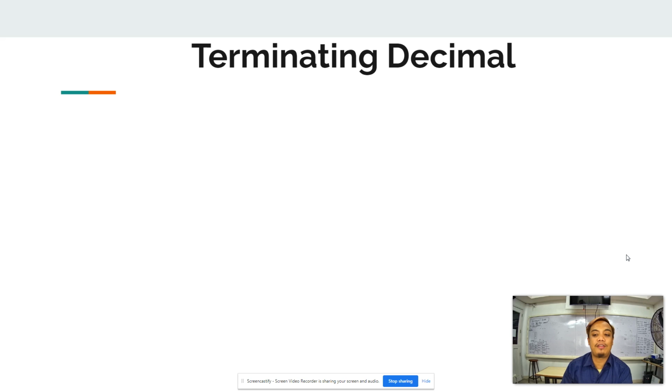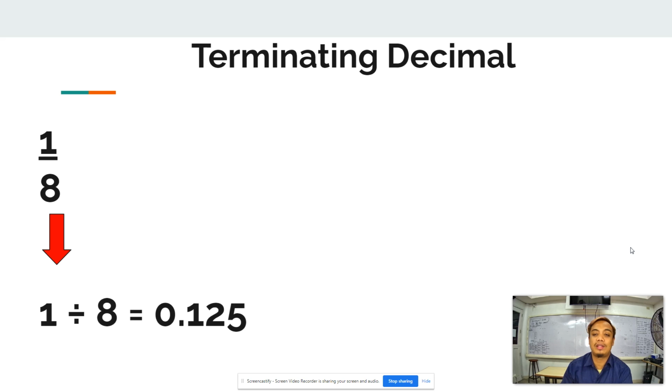For example, we have here 1/8. When you change this into decimal, you will divide 1 divided by 8 and you will have 0.125. The digit ended in number 5, and that is an example of a terminating decimal.